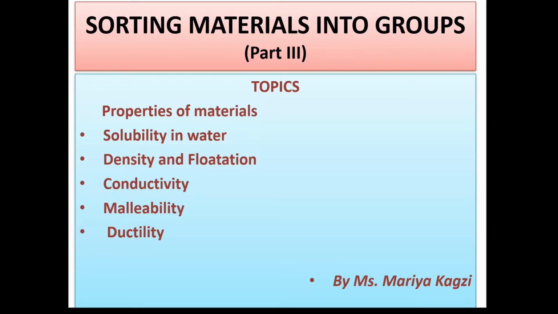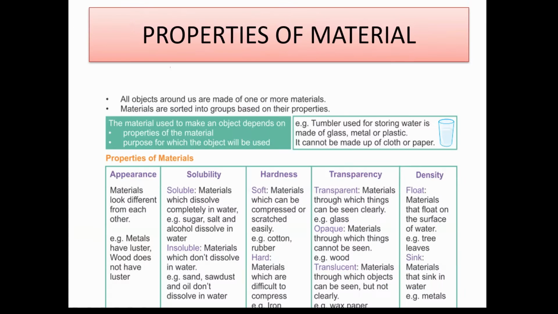Now before we begin to study a new topic, let's recap on what we have already studied. We have already studied that objects around us are made up of a large variety of materials. A given material could be used to make a large number of objects. It is also possible that an object could be made of a single material or of different types of material. Different types of material have different properties. We have already studied the three properties: appearance, hardness, and transparency.